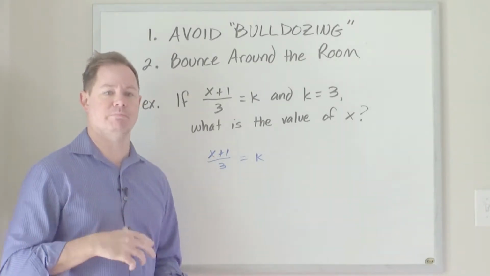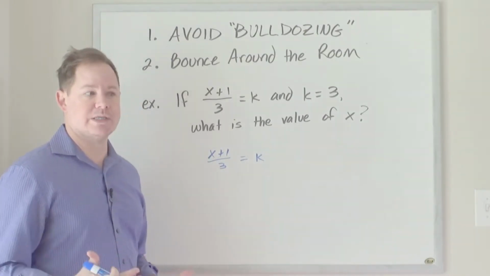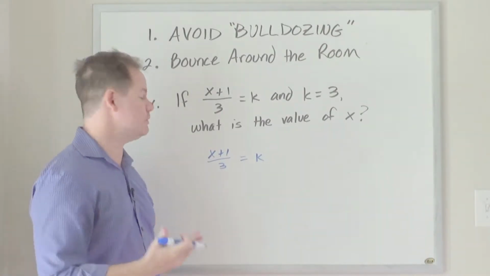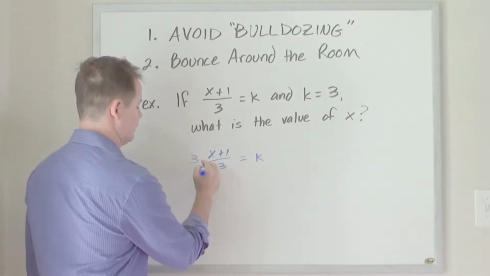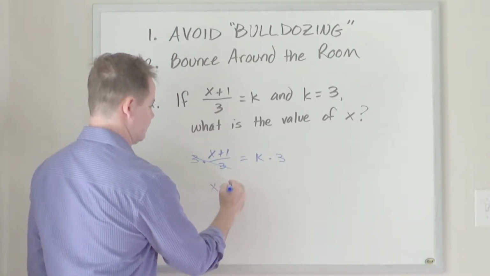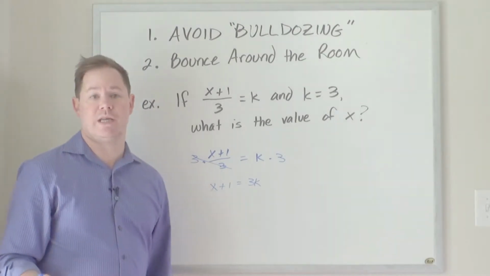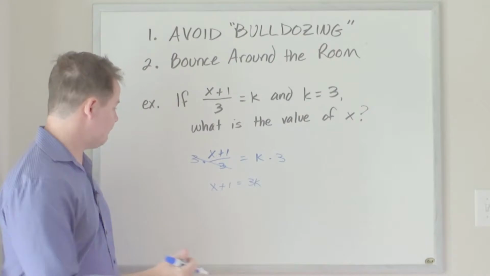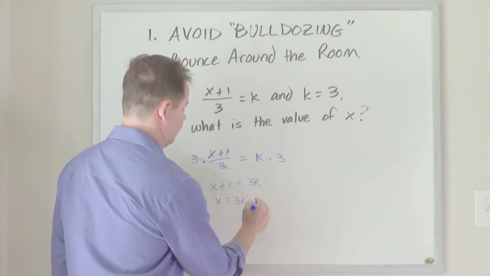So if I were a teacher bulldozing this question, I'd say, okay, so on something like this, what we need to do is we need to get rid of that denominator, right? And so to do so, we want to multiply both sides by 3 to cancel that out. So we go times 3 to cancel it, and times 3 over here. So then we get x + 1 = 3k. And then what do we do next on that? So next, if we wanted to get x by itself, we could subtract 1, right? So if we subtract 1, then we'd get x = 3k - 1.